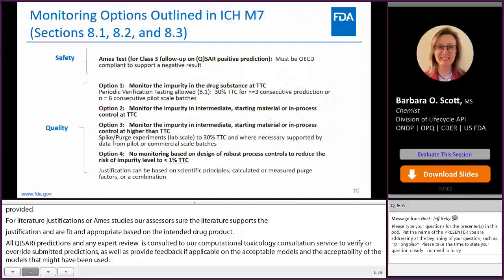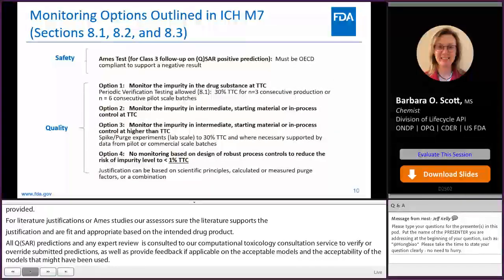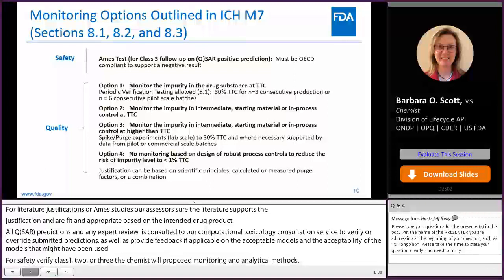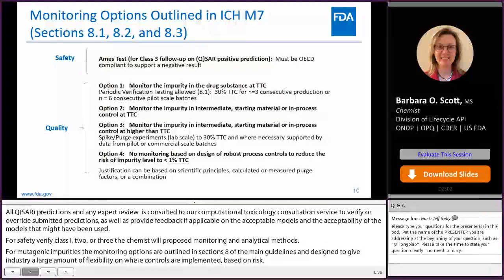For mutagenic impurities, the monitoring options are outlined in section 8 of the main guideline. They're designed to give industry a large amount of flexibility in where controls are implemented based on risk. For class 1, 2, and 3 impurities, quality control options 1 through 4 are available. To review, options 1 and 2 require a test at drug substance release or upstream at TTC.